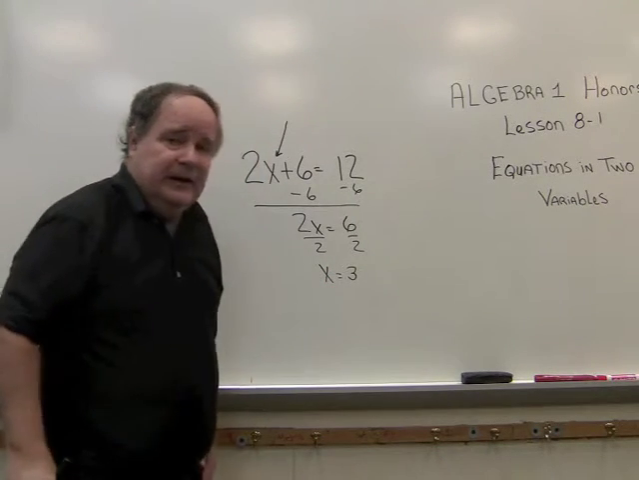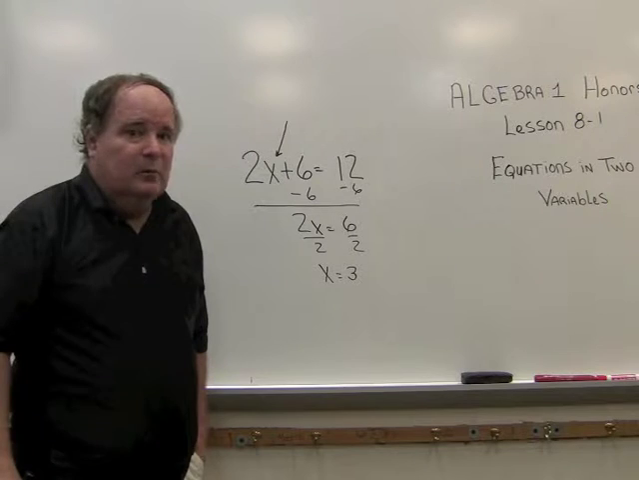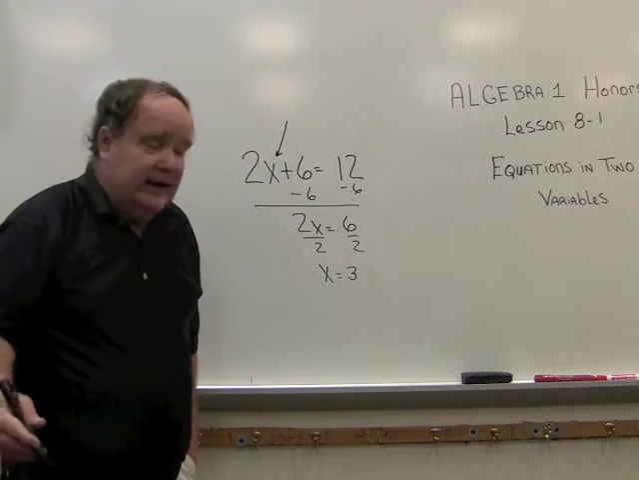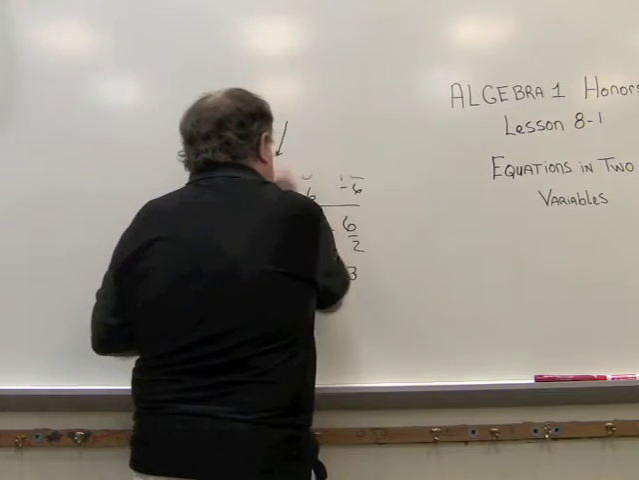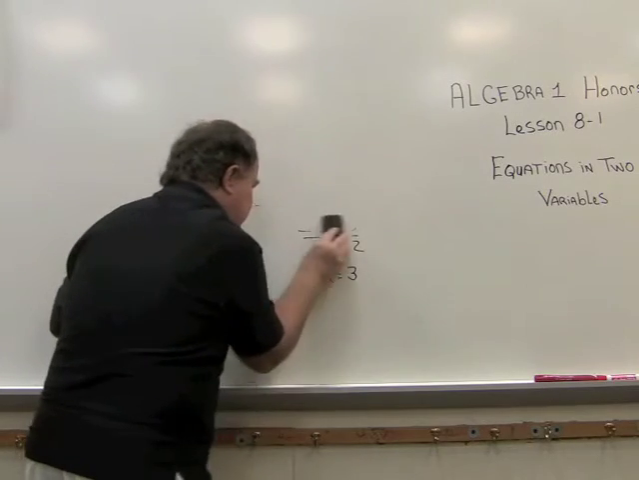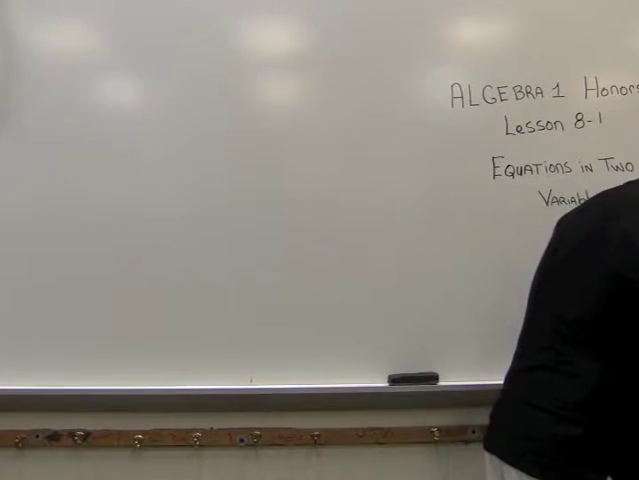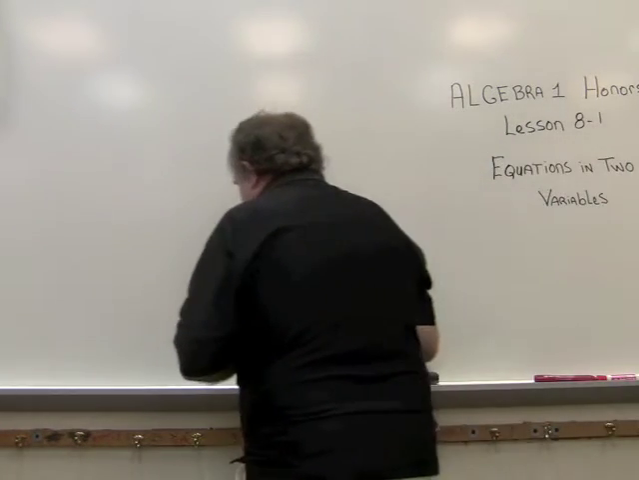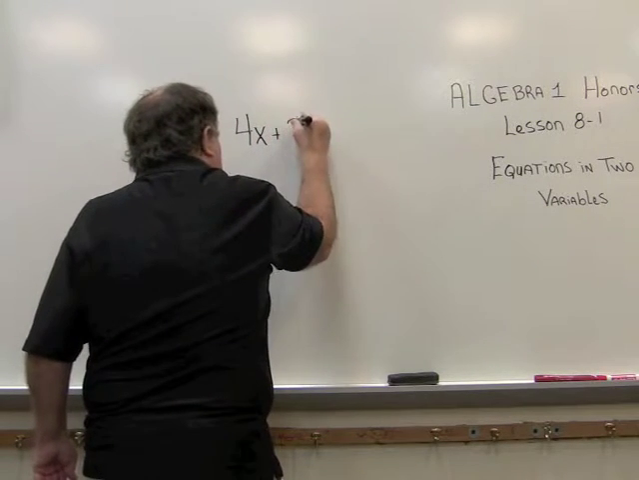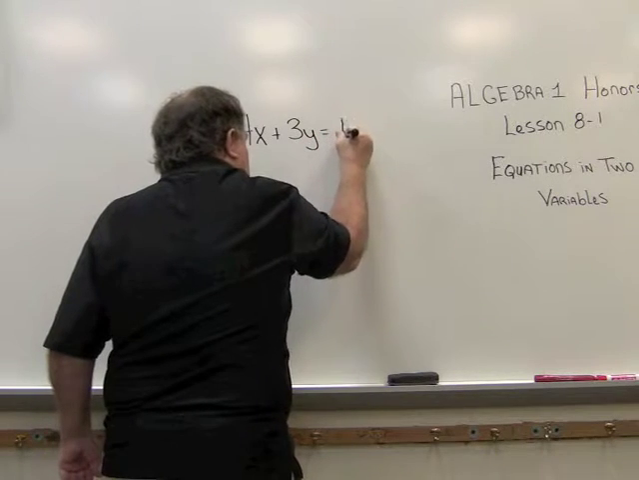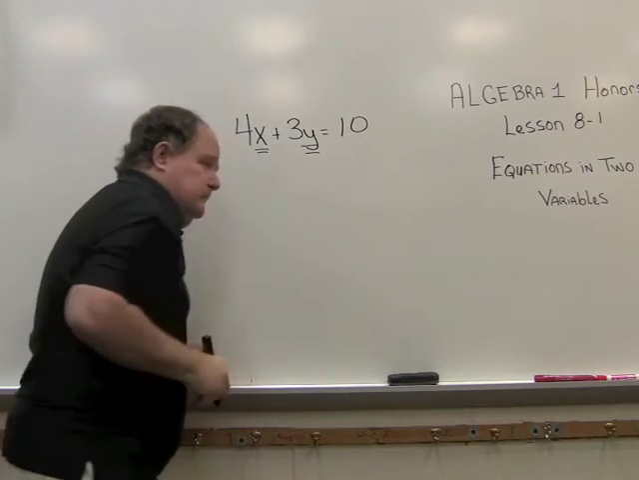Okay, now, sometimes when you have two variables, you get one answer, or you may get more than one answer. And what does it mean when I have two variables? Let's look at this one: 4x plus 3y equals 10. As you can see, I have an x variable and a y variable.